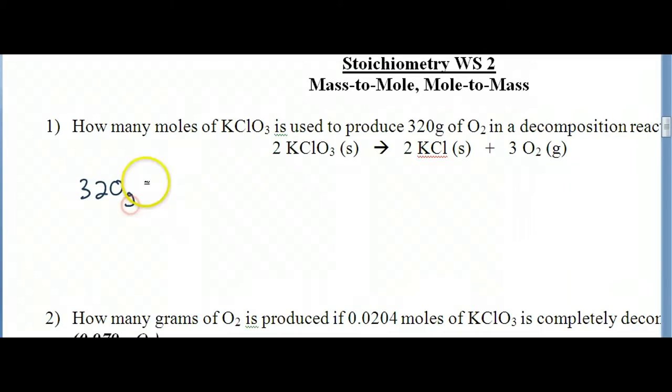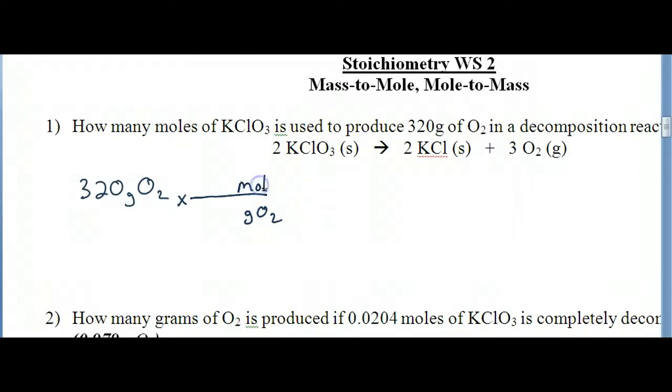320 grams of O2, according to this very fun chemical reaction here, decomposition of potassium chlorate. It's actually very exothermic and potentially explosive. But here it's 320 grams of O2, X, line, drag down the unit. Question is asking how many moles is used to produce those 320 grams of oxygen.